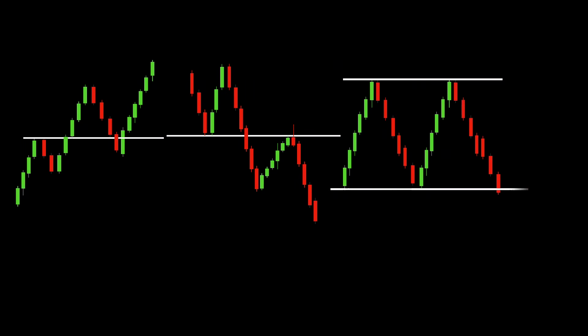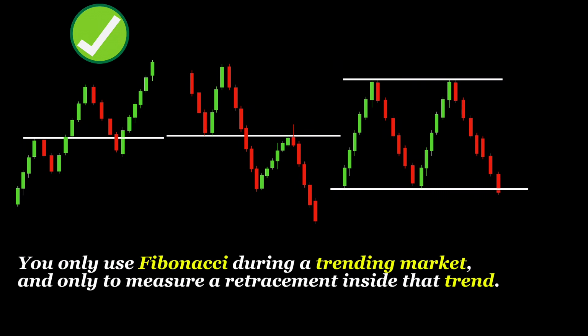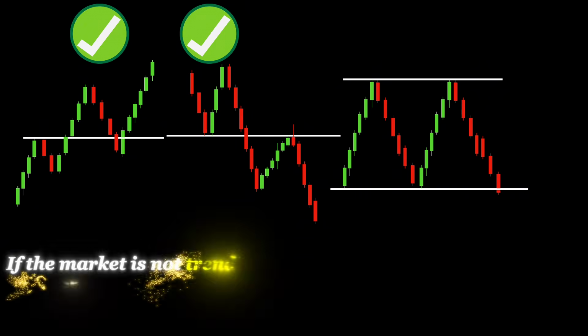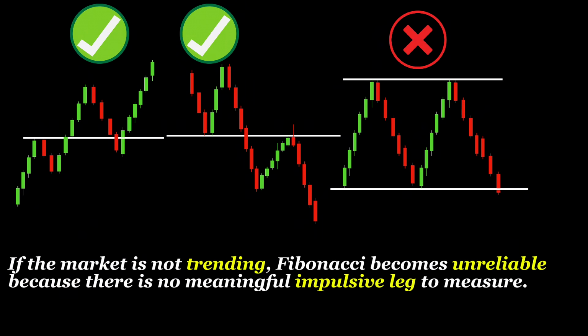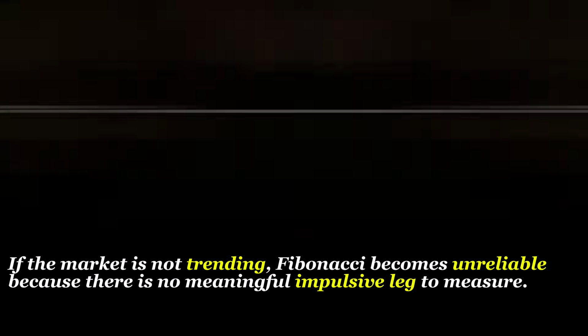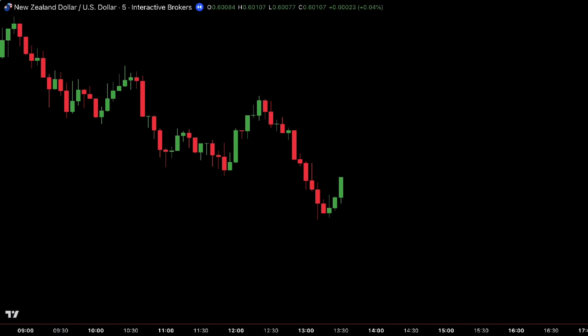Now that you understand market structure, here is the key rule. You only use Fibonacci during a trending market and only to measure a retracement inside that trend. If the market is not trending, Fibonacci becomes unreliable because there is no meaningful impulsive leg to measure. Let's go step by step with clear examples.